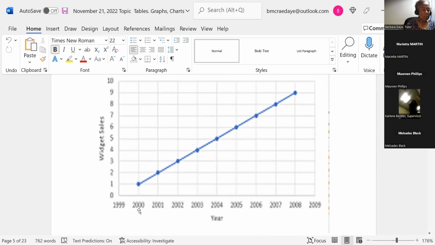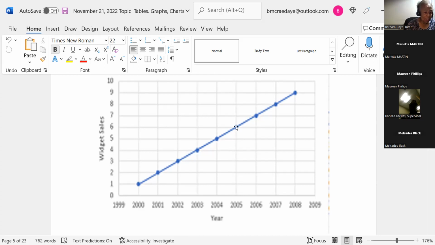What year is this? 2000. What is the sales for 2000? Sales are over on the vertical. So what are the sales for the year 2000? Right here. 1. Okay. Now let's go to 2005. It went up. So is that an increase or decrease? Increase. So it's not a decrease.